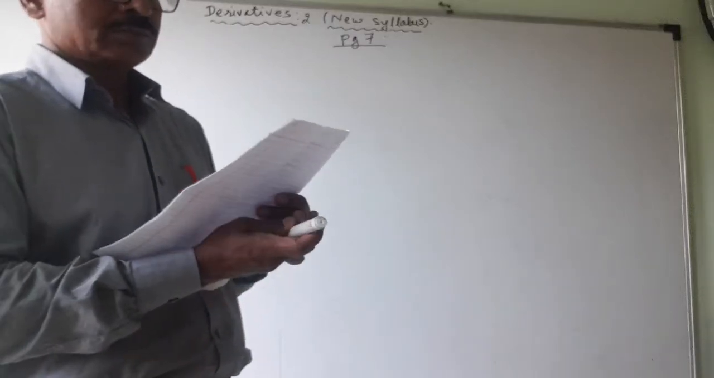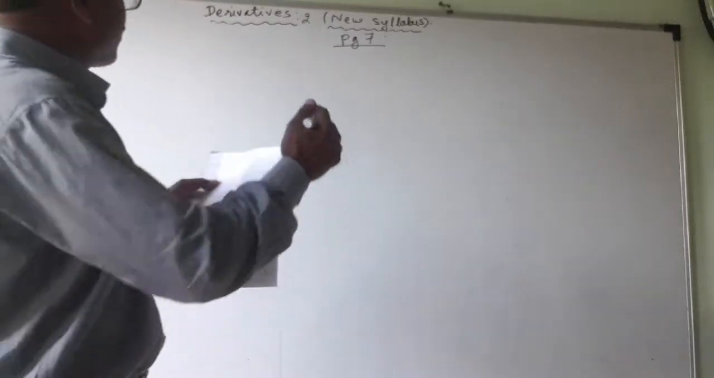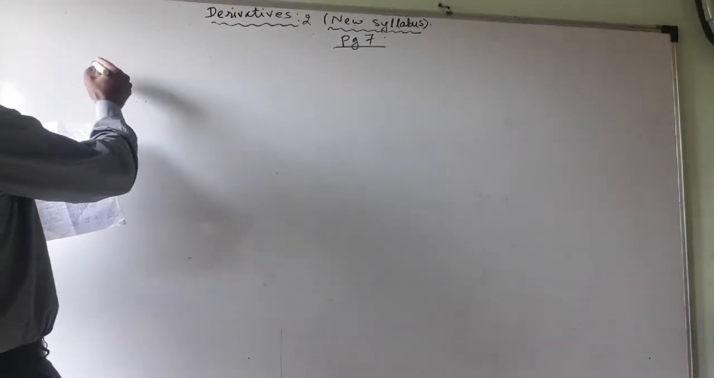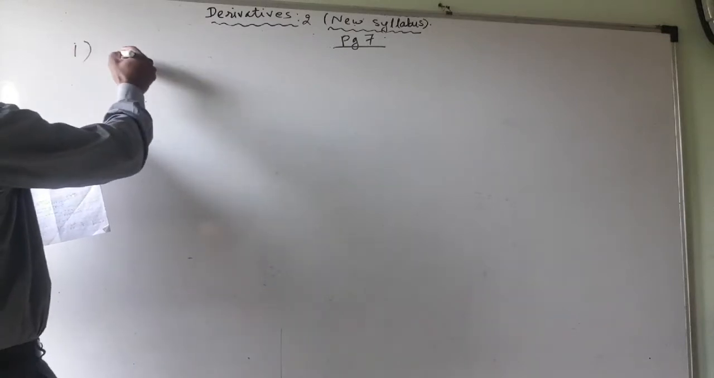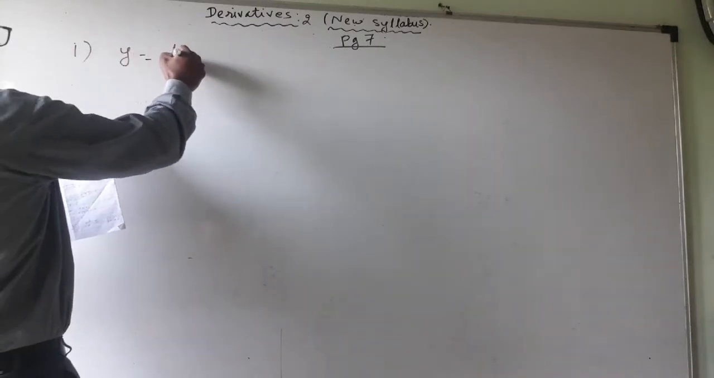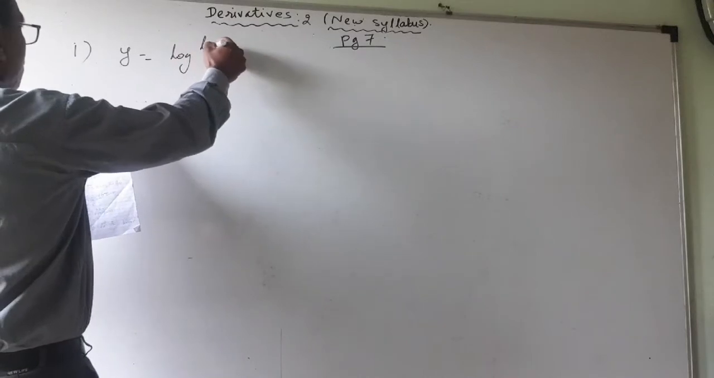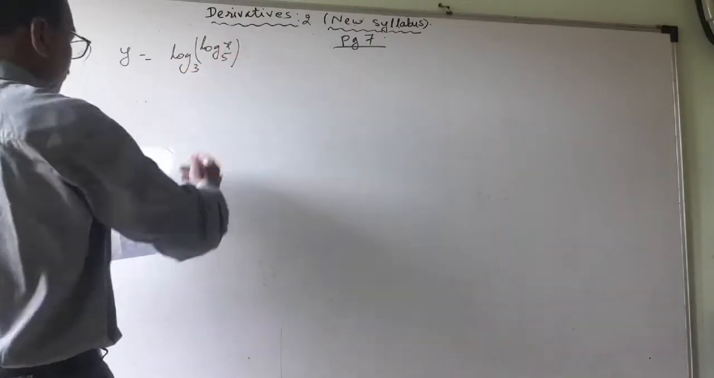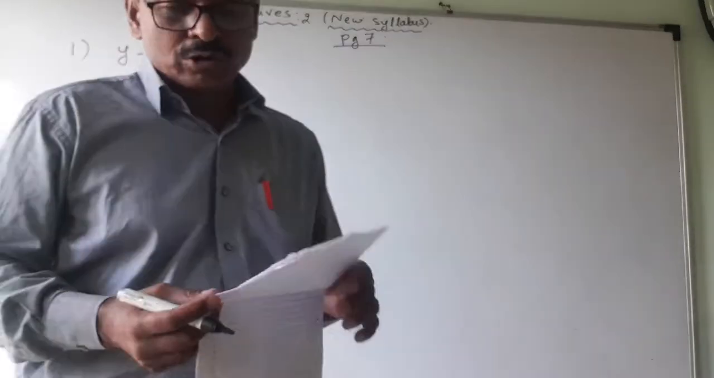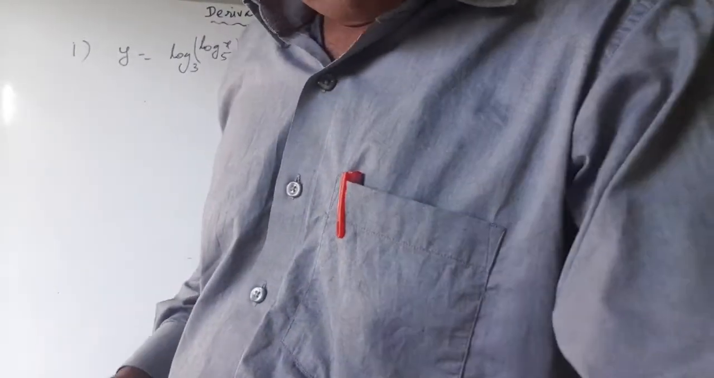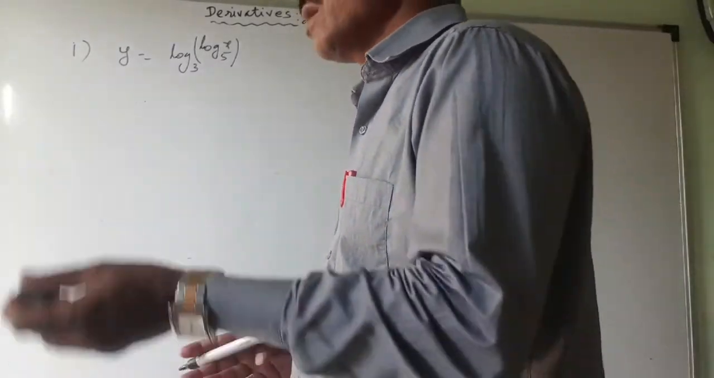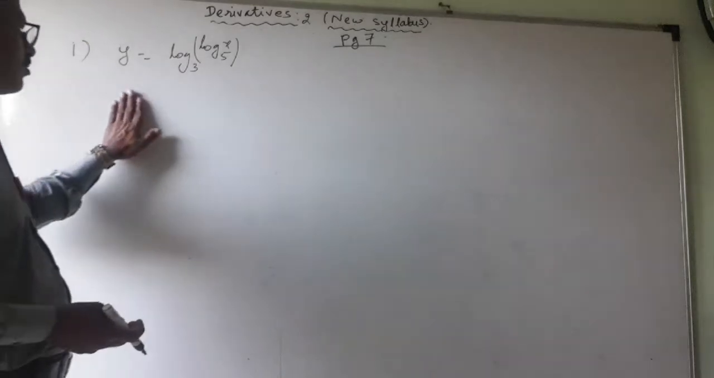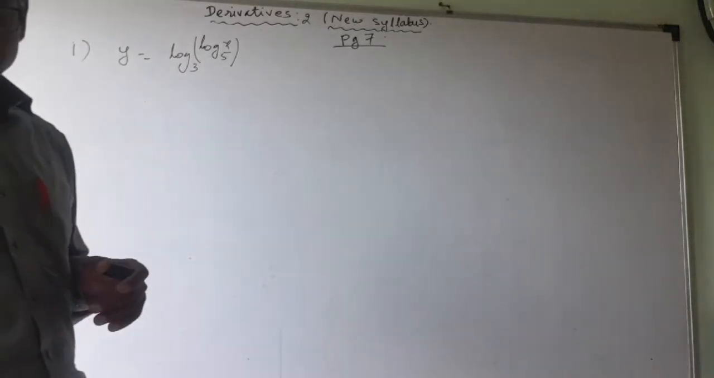Now, some of the sums on page number 7, those are important questions. The first one, y is equal to log of x to the base 5 and to the base 3. Here there are two approaches. In the MCQs, there may be given two different answers. That's why I will go on solving by both the ways.